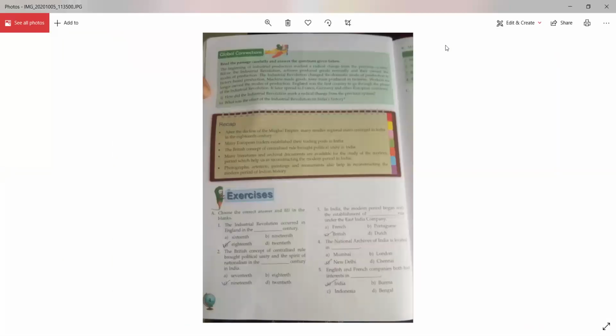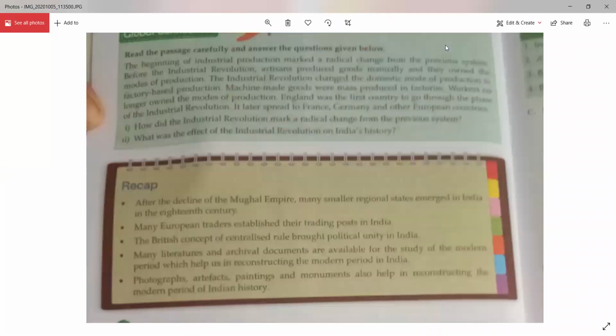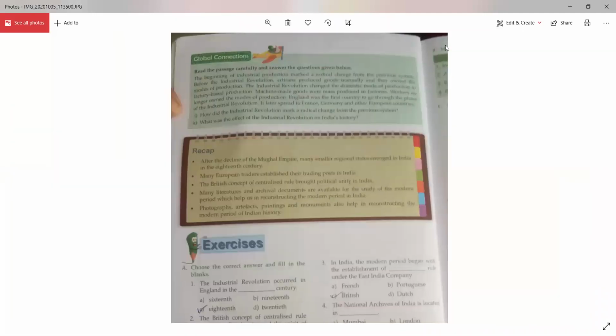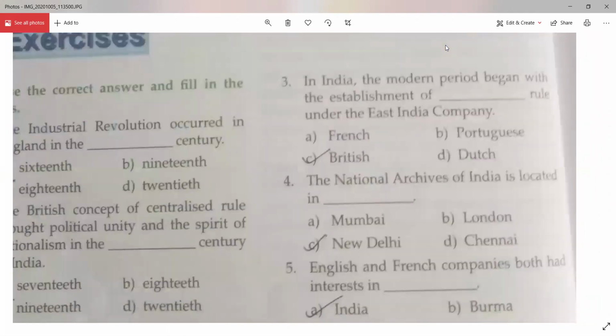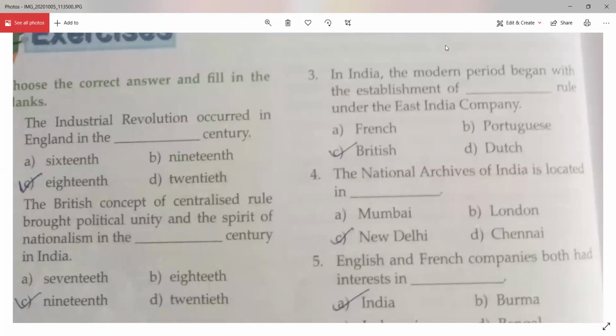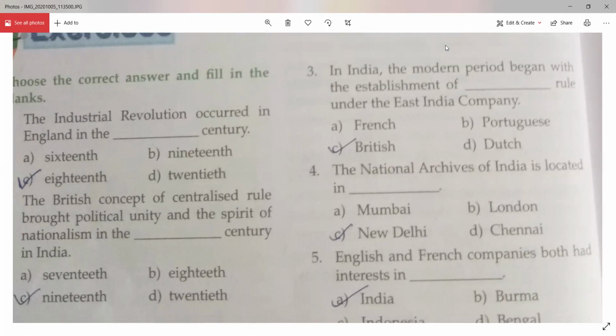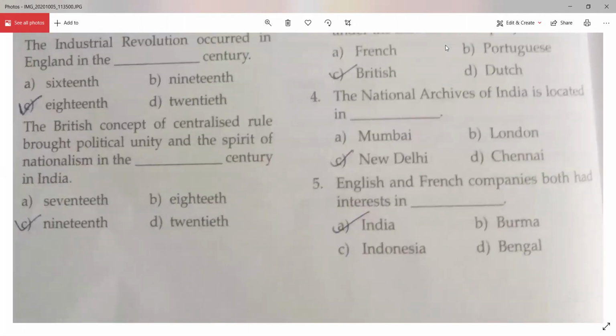Next question. In India, the modern period began with the establishment of dash rule under the East India Company. British rule, option C. The National Archives of India is located in New Delhi. We just saw that now. English and French companies both had interests in India. That's why the Anglo-French rivalry.